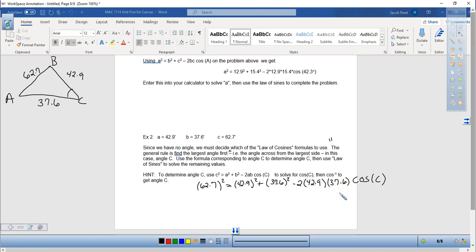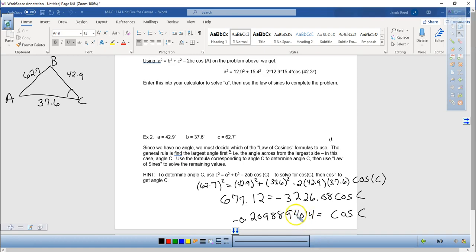Now, I'm not going to go through all the computation. We'll try to make this video a little bit shorter since we have 2 sections to cover. I think you can handle all of this computation. You get down to 677.12 is equal to negative 3,226.08 cosine of angle C. And when you do your division, you get negative 0.2098894014 is cosine of C.